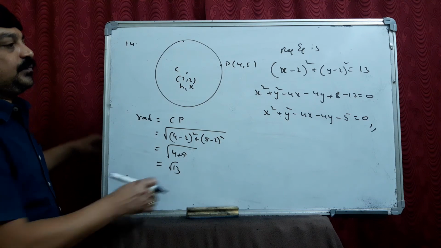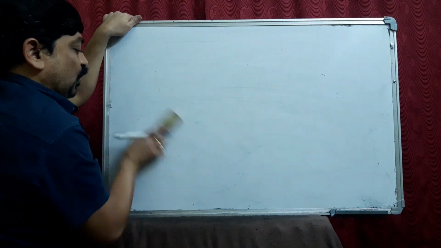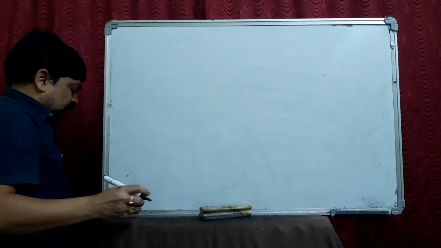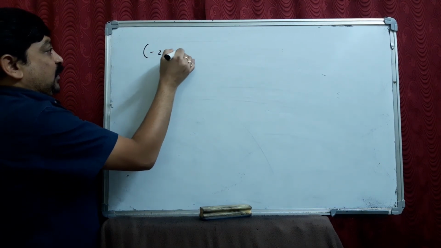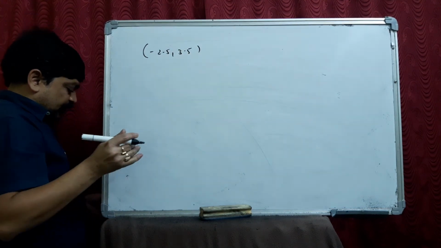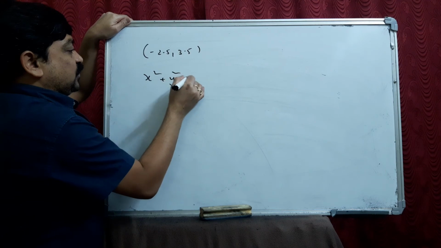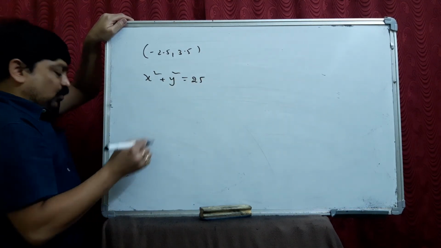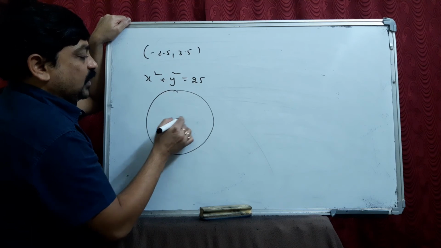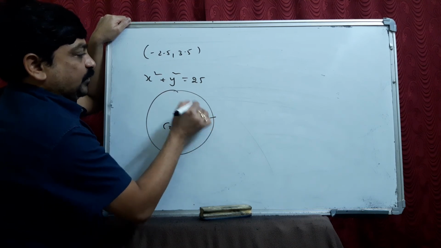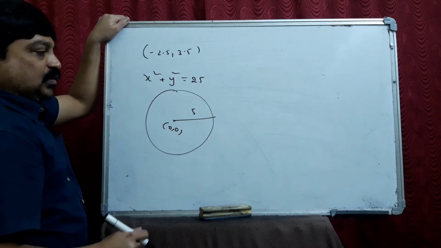Perfect. Now see the last question. What did they say? Does the point minus 2.5 comma 3.5 lie inside or outside the circle x square plus y square is equal to 25? Okay, what is the circle? Center is 0, 0 and radius is 5. For this circle, center is 0, 0, x minus 0 whole square, y minus 0 whole square.